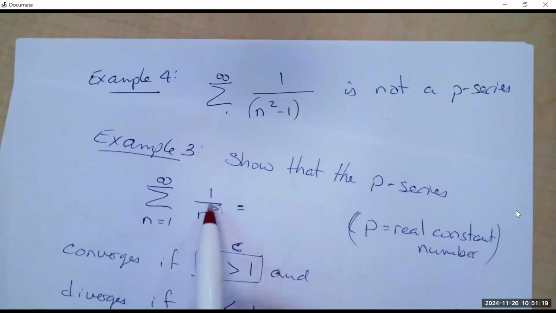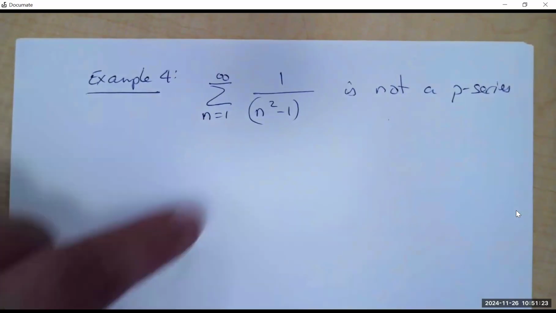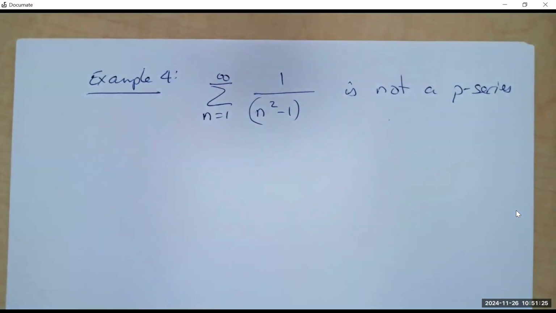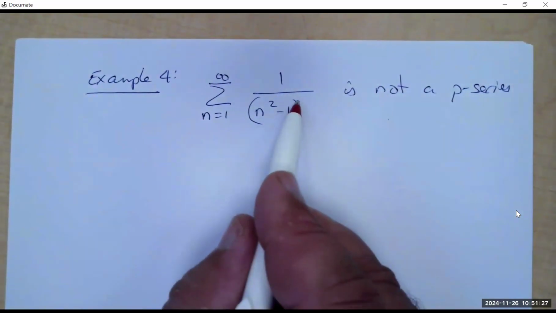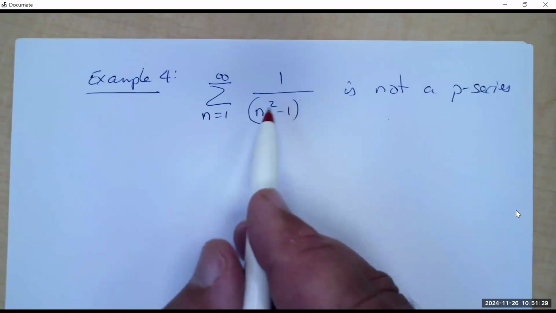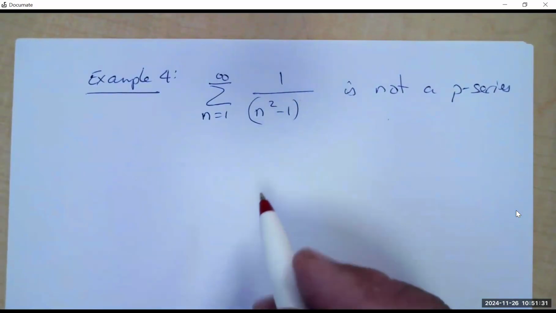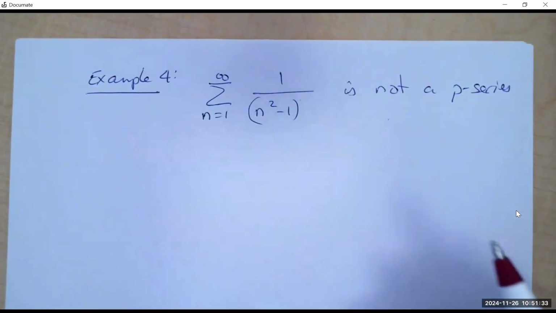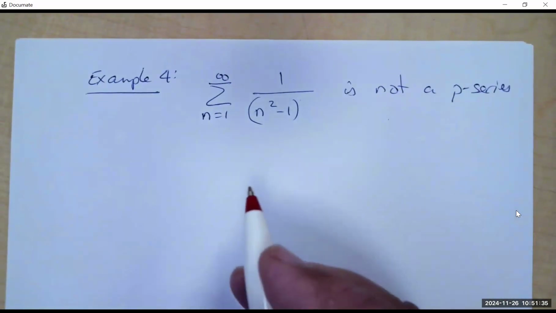A p-series is 1 over n to a constant. Does this one have an exponent? No. And p is not equal to... if it equals 1, then this is just 1. So it's not a p-series. It's just a regular function. So does it diverge or converge?